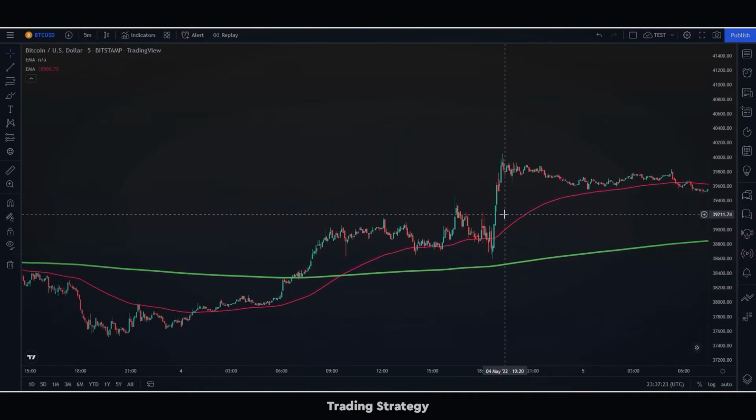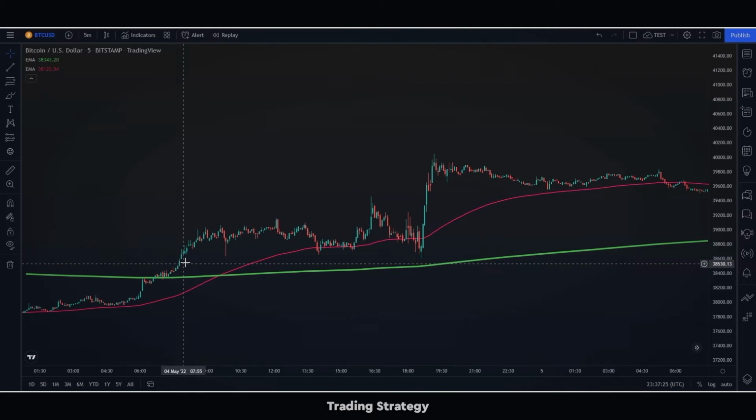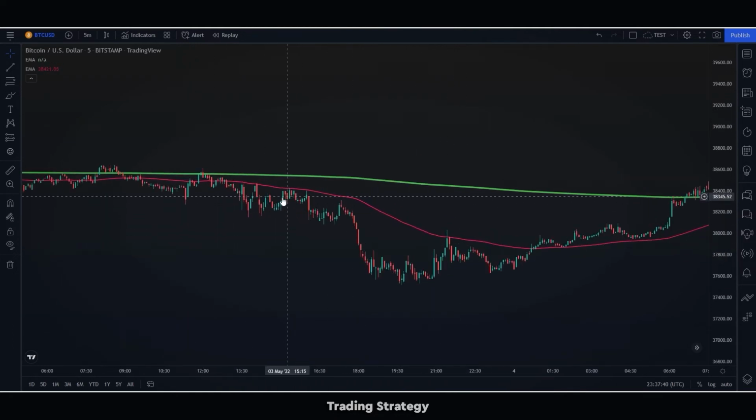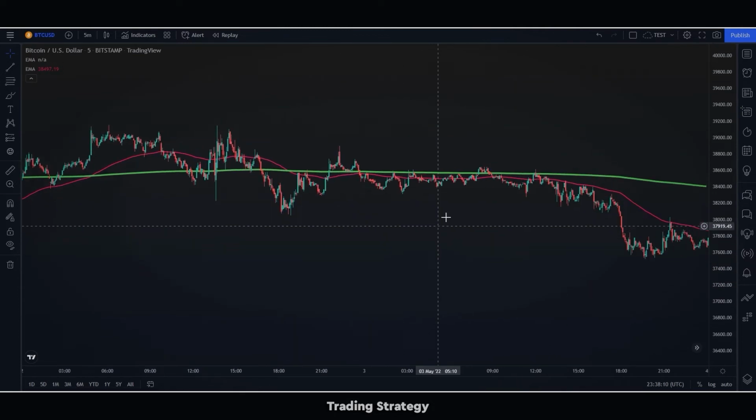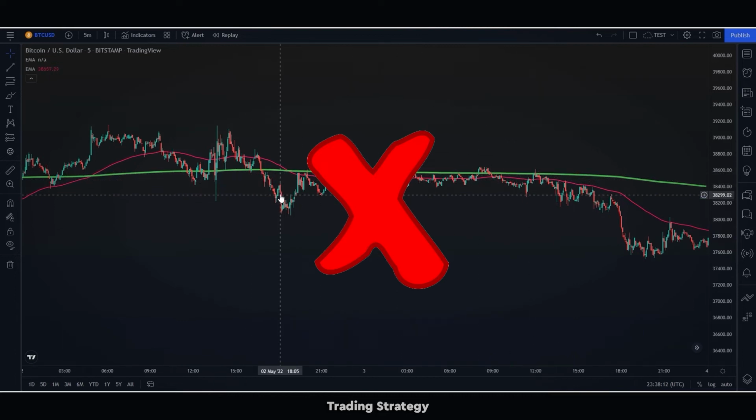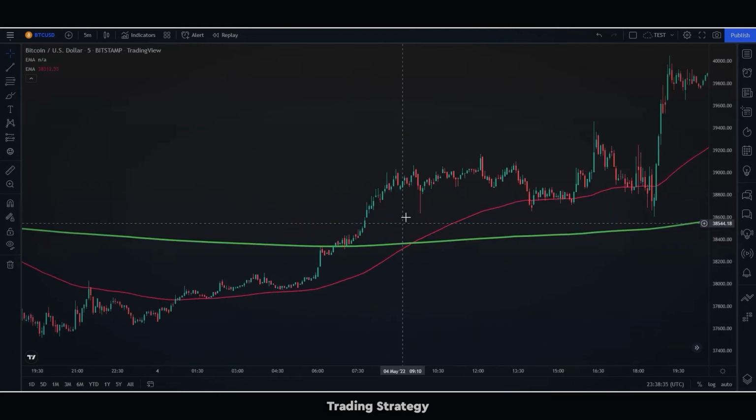We will only make buy trades in case the price is above the 2 EMA, like in this case. And we will only make sell trades in case the price is below the 2 EMA, like in this case. We will try not to trade if the EMA are flattened, as it could give false signals. It is preferable that the EMA have enough angle.